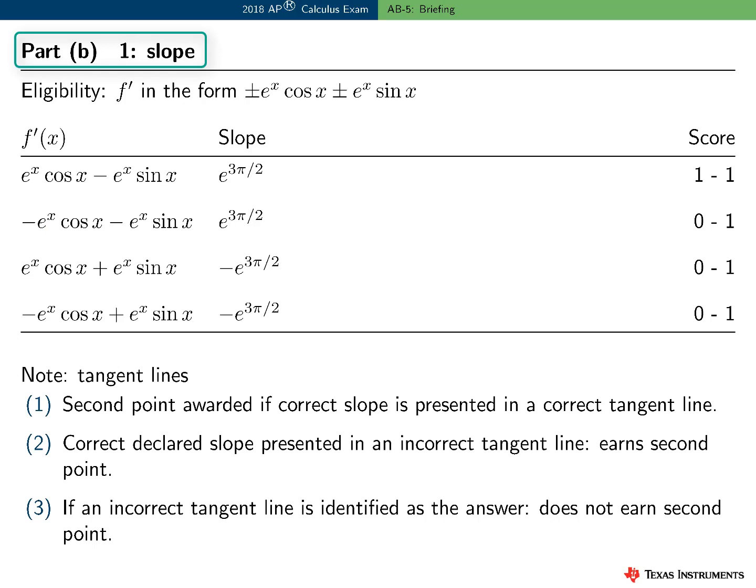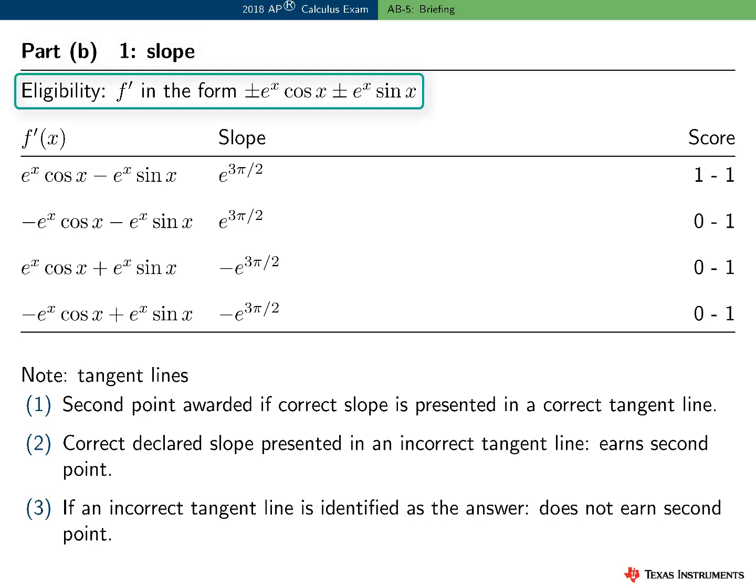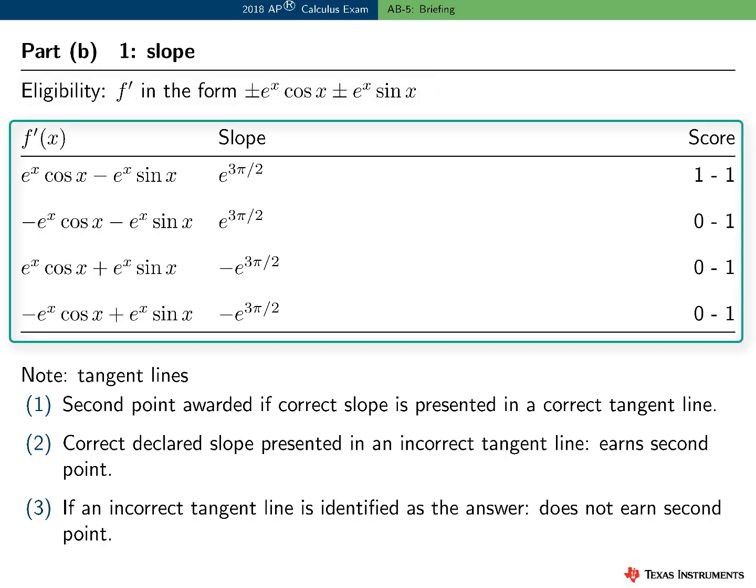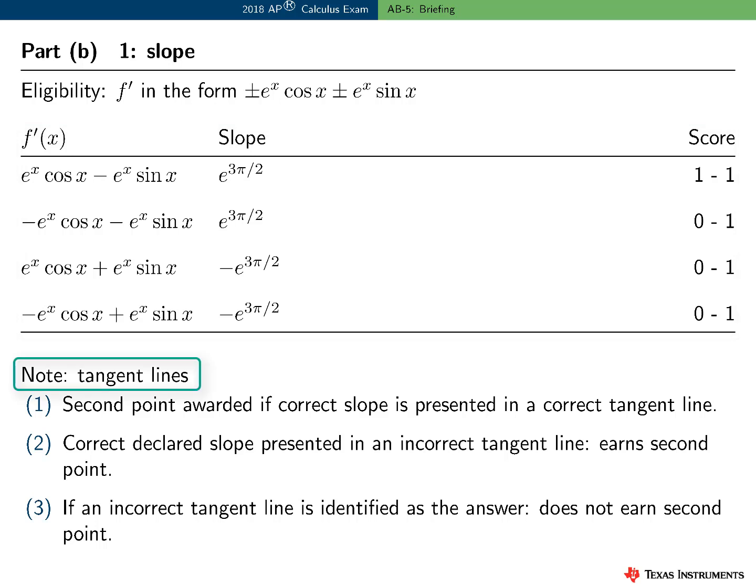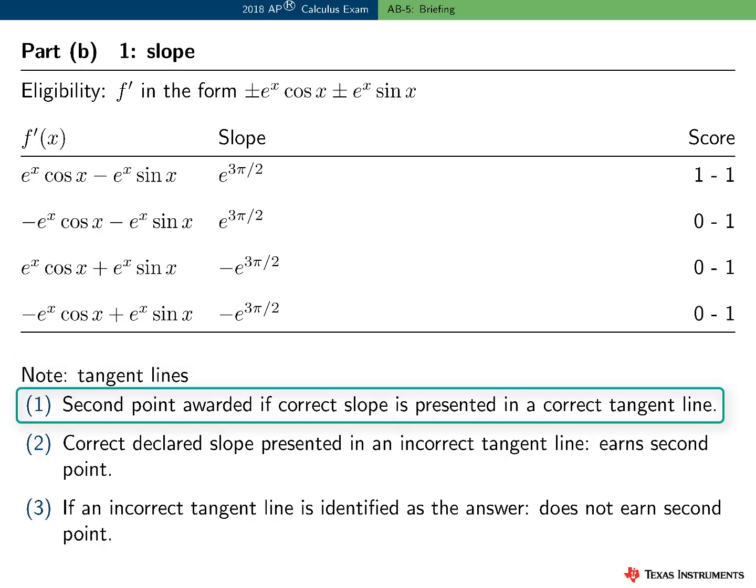The second point in Part B was for the slope, and there was an eligibility criteria here. The first derivative f prime must be in this form. Here's a table with these 4 possible forms, the resulting slope, and how each was scored. Note that some students presented the equation of a tangent line as their final answer here, and I think we had a fair procedure for scoring these responses.